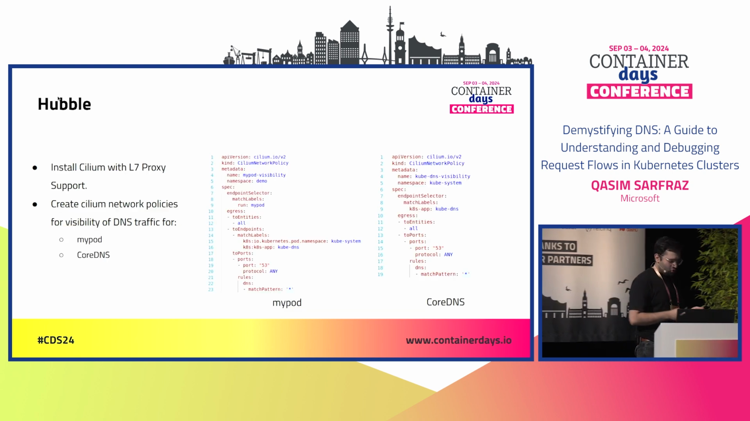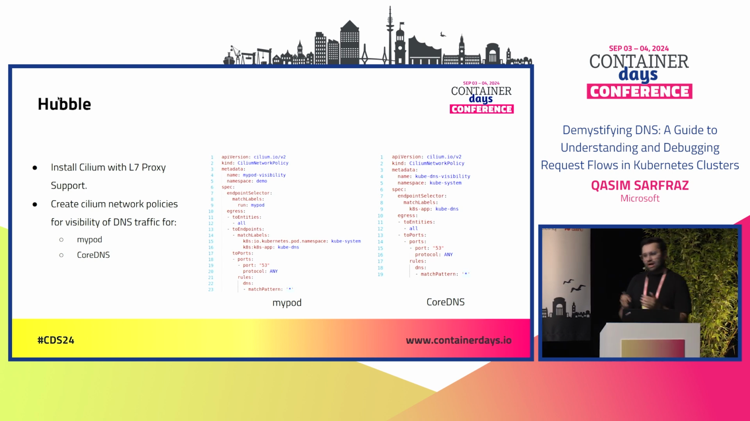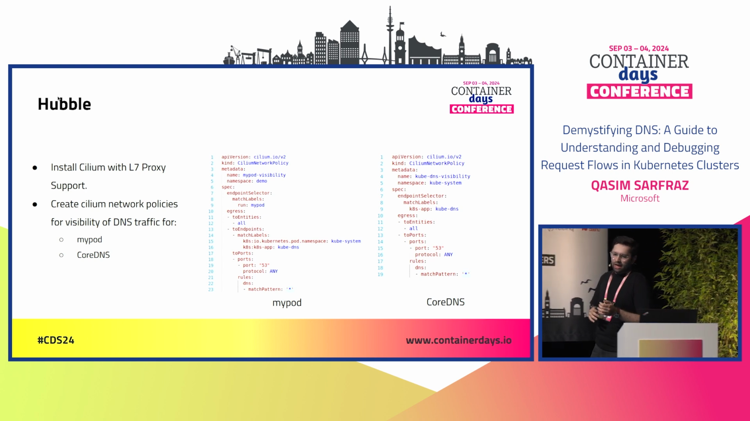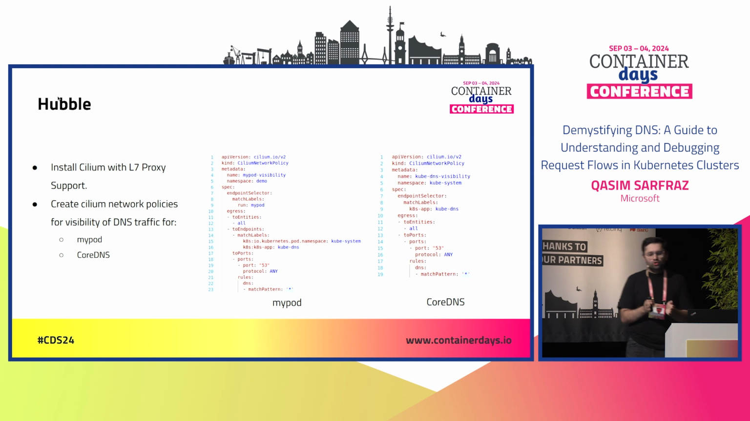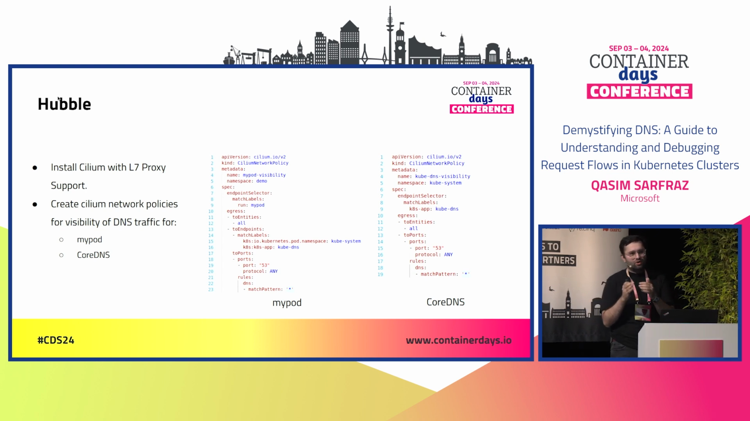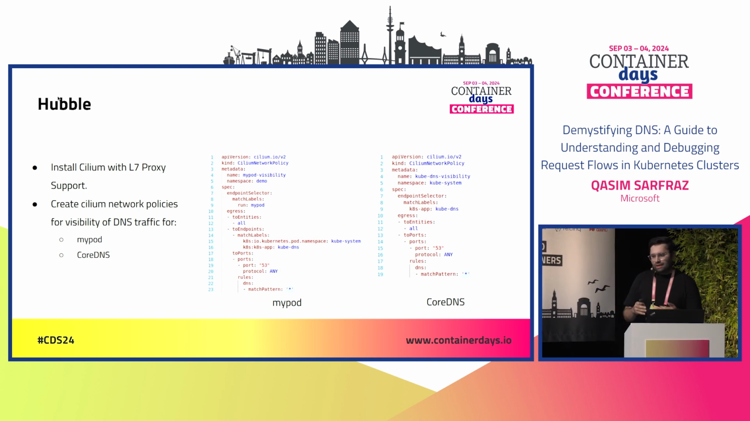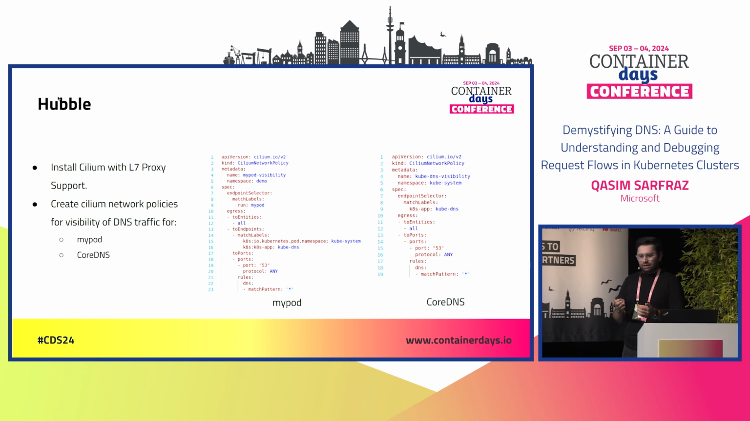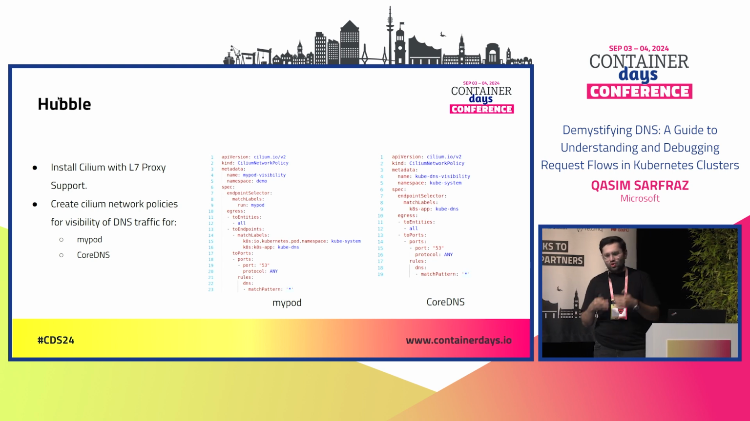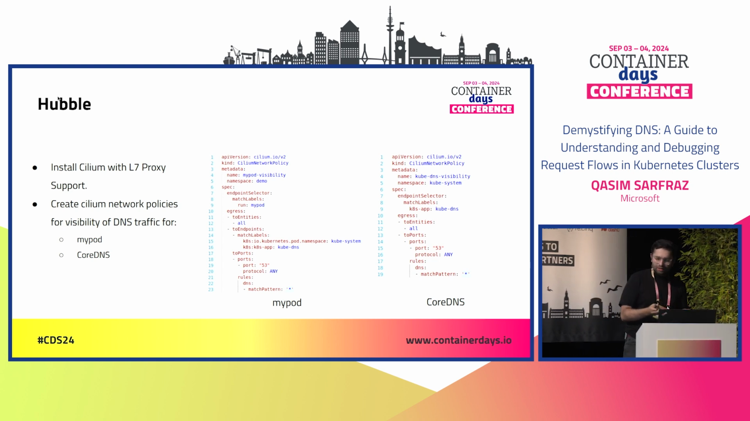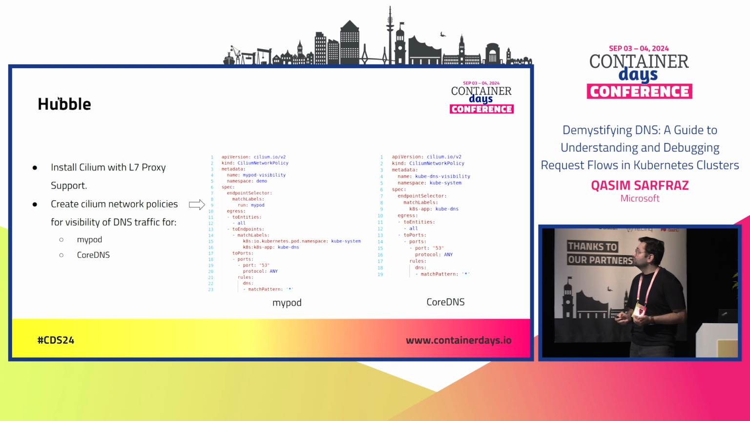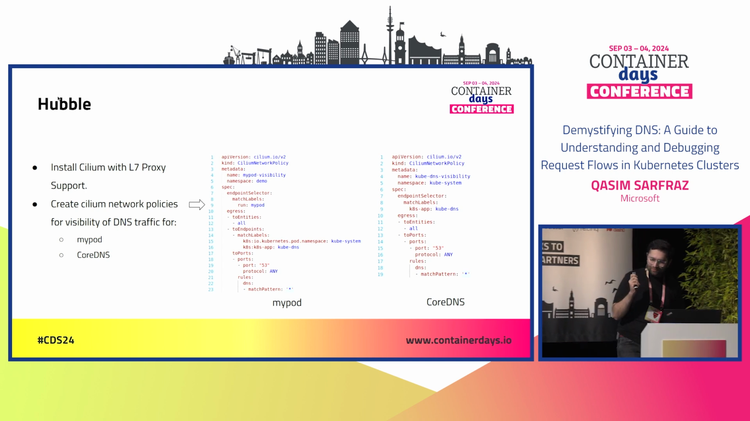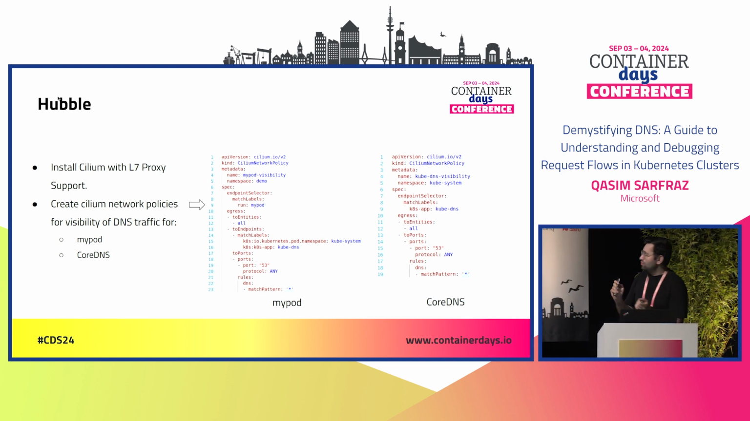Before we start to trace the request flows using Hubble, we need to do some setup. For that, we need to make sure we install Cilium with L7 proxy support. Then we'll need to create a couple of Cilium network policies to enable the DNS traffic visibility, one for my pod and one for CoreDNS. Let's try to see these policies. So the first one, we see that I have a label which makes sure that this policy only applies to my pod.